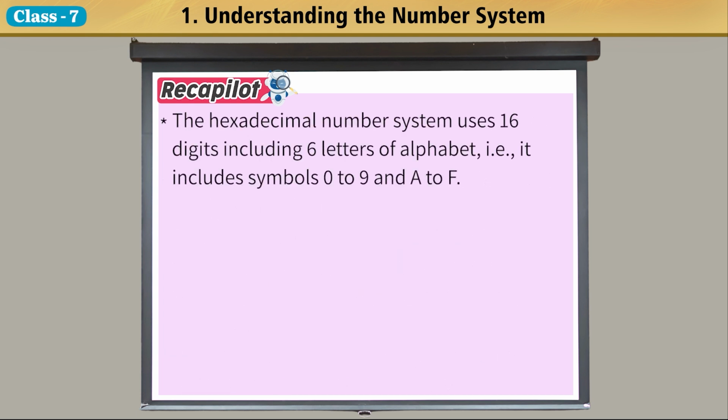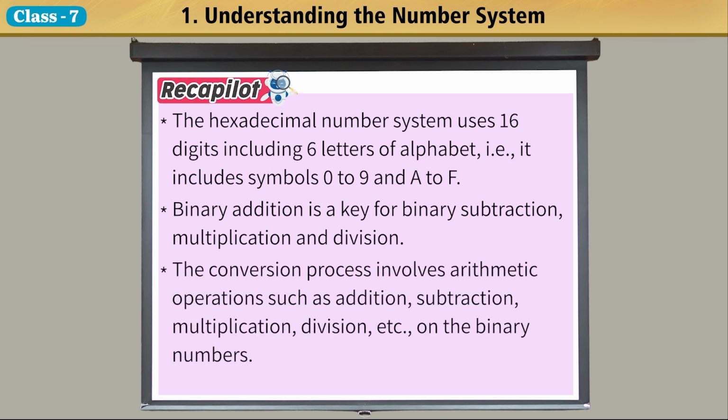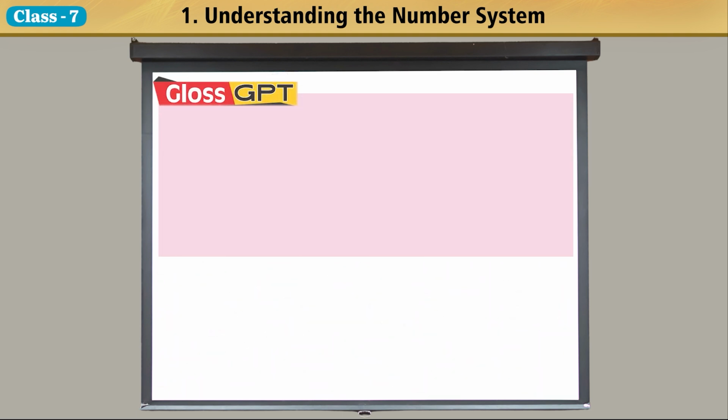The hexadecimal number system uses 16 digits including 6 letters of the alphabet, A to F. It includes symbols 0 to 9 and A to F. Binary addition is a key for binary subtraction, multiplication and division. The conversion process involves arithmetic operations such as addition, subtraction, multiplication, division, etc. on the binary numbers.